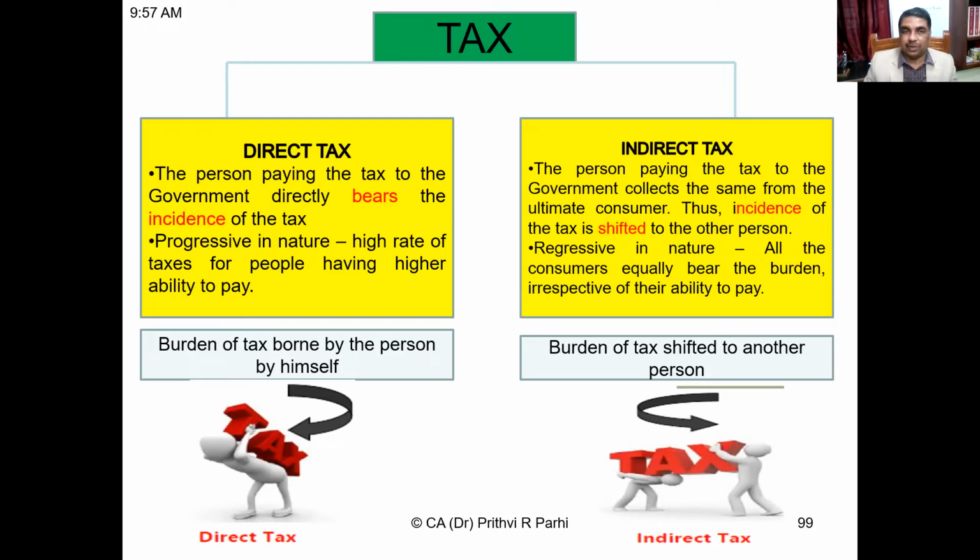Now, income tax is an example of a direct tax. It is called a progressive tax. Why is it a progressive tax? You see, the person who is paying it is bearing the impact. So there is a possibility that one can tax it in such a way that poor people pay less tax and rich people pay more tax.